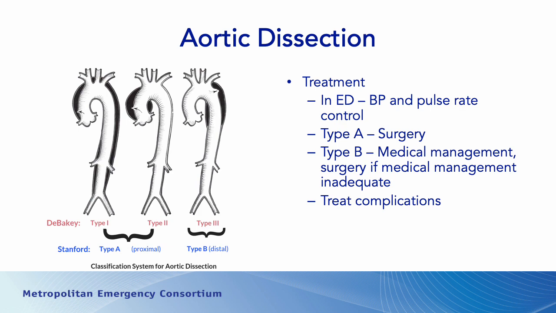For all of our patients in the emergency department, we treat patients' blood pressure and pulse rate. So if these patients are hypertensive, we'll give them a beta blocker to slow the heart rate down. We'll give them nitroglycerin or nitroprusside to reduce their blood pressure. So we want to get their blood pressure down so there's not as much damage being caused to the aorta through the dissection. If it's a type A dissection, then we typically go to surgery. If it's a type B, typically it's treated with medical management and ongoing hypertension control, sometimes requiring surgery. And for all these patients, we'll treat the complications as they come.